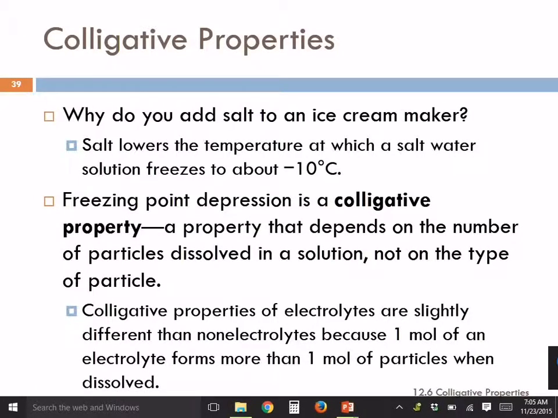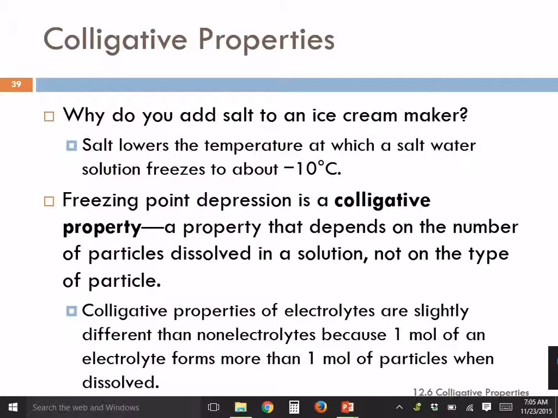Colligative properties. Have you ever made ice cream at home? You have to put salt on the ice or it just doesn't work. Do you know why you add salt? It makes the temperature of the ice colder. It seems kind of weird, doesn't it? Isn't ice cold? Well, ice is cold, but when you put salt on it, it gets colder.